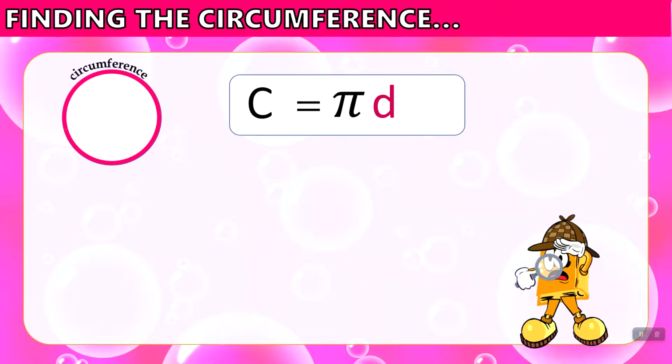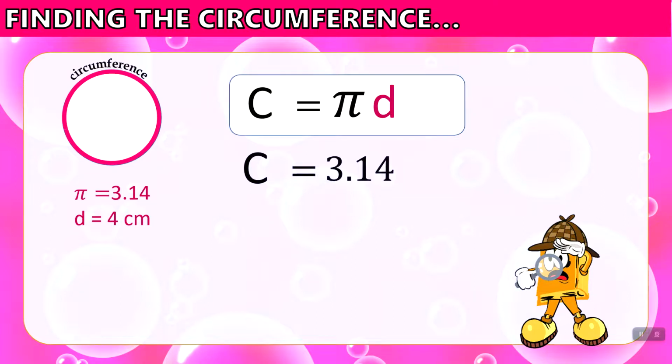And so in order to find the circumference, we need to know the diameter and the value of pi. And so let's pretend in this question pi is equal to 3.14. You will be given that information. And d is equal to 4 centimeters. You will also be given that information. And so all we do is we substitute the values of pi and d into the equation.